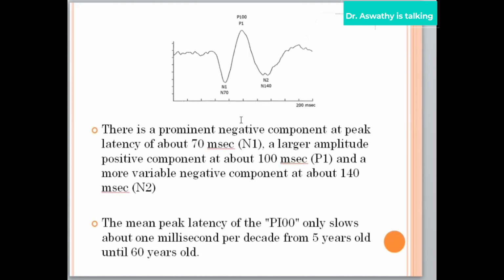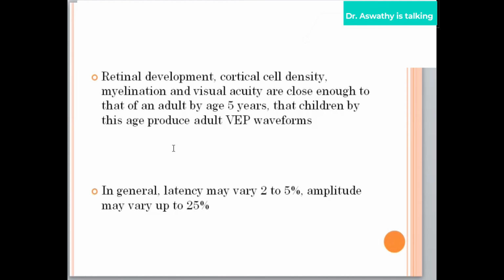So in a recording of the VEP, we have first a prominent negative component at 70 milliseconds, then a large positive wave at 100 milliseconds, and then a more variable negative component at about 140 milliseconds. So this P100, or the positive wave at 100 milliseconds, is the most important parameter in a VEP. This only slows about 1 millisecond per decade from 5-year-old to 60-year-old. So it's a fairly constant measure.